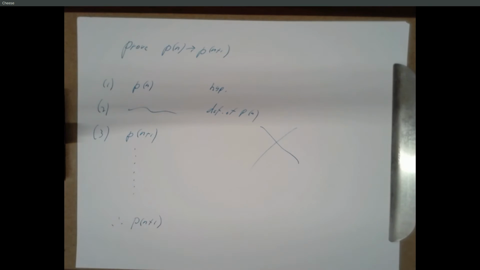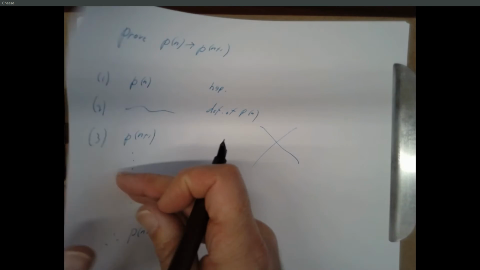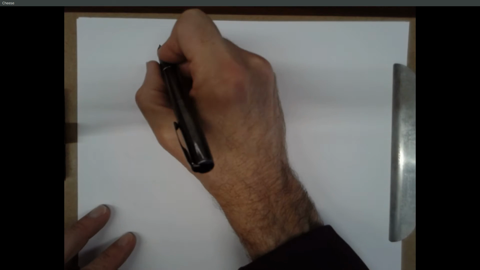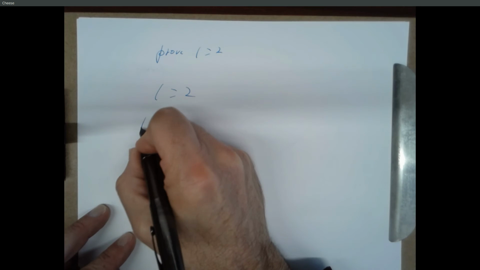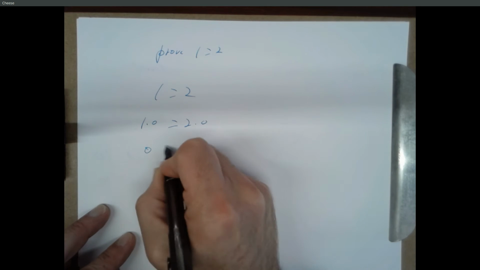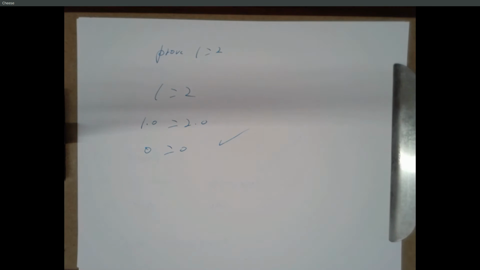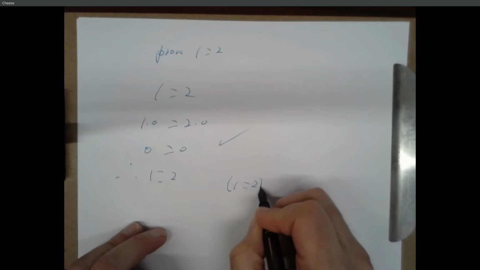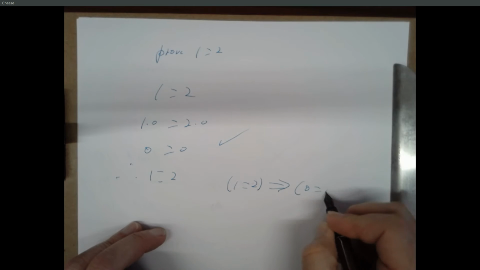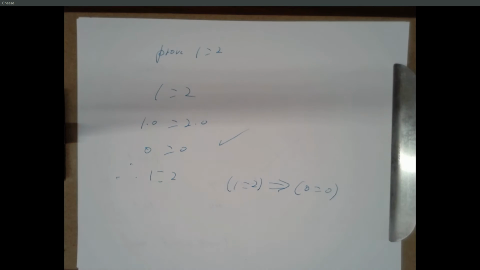And the classic kind of degenerate example is silly, but it's the same thing that I'm seeing. Prove 1 equals 2. Well, I'll say 1 equals 2, and I'll multiply both sides by 0, and I get 0 equals 0, and that's true. Therefore, 1 equals 2. Doesn't work that way. All you've shown is if 1 equals 2, then 0 equals 0. It's a perfectly good proof of that.